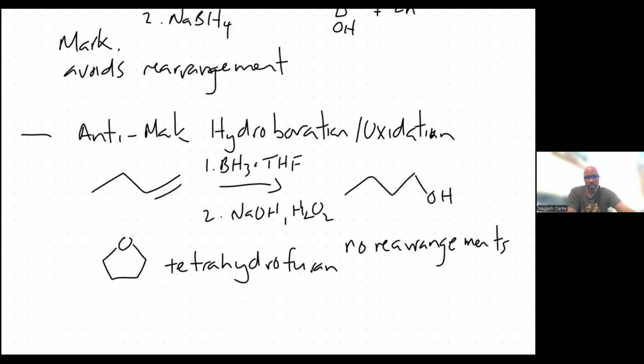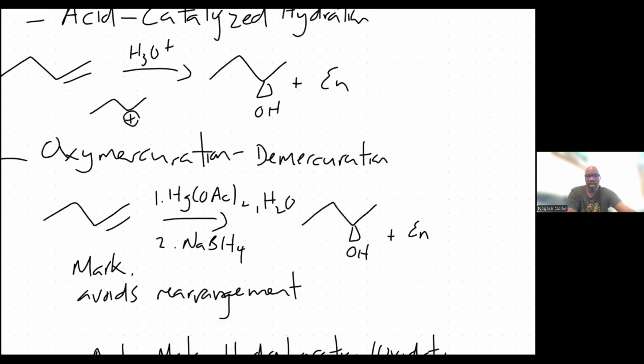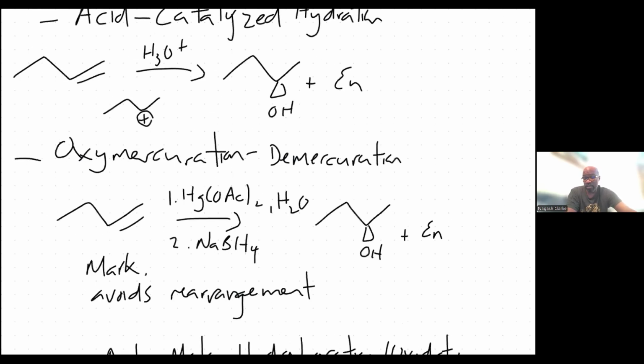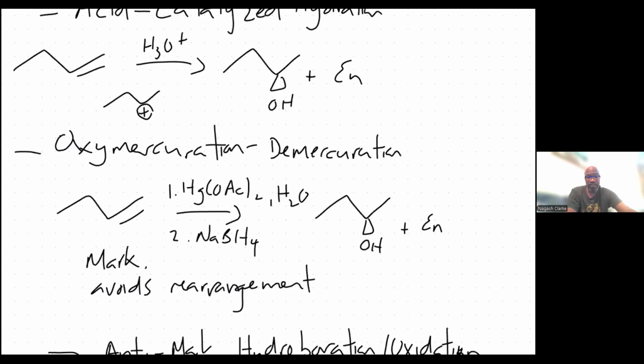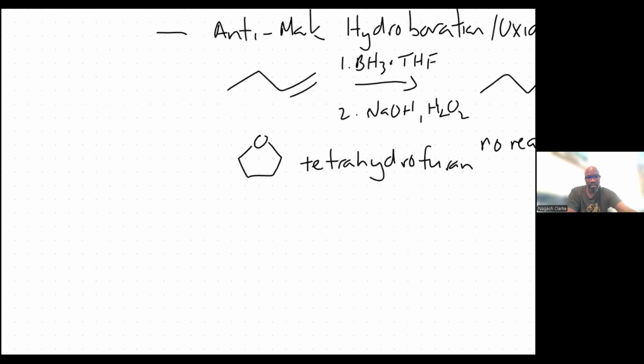This one avoids rearrangement. It's Markovnikov, and acid catalyzed hydration has a carbocation intermediate, is Markovnikov, and can rearrange. Next one is halogenation. Halogenation will be next on the list here.